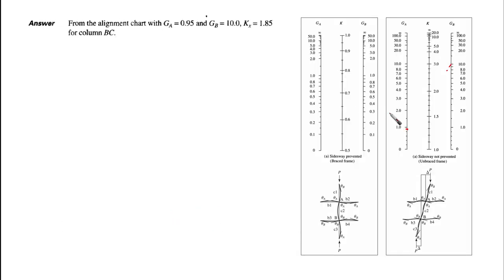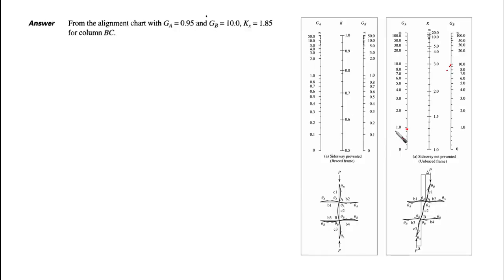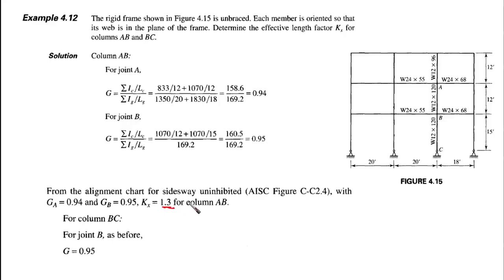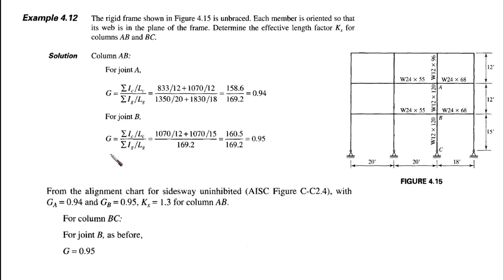Let's go here and see. So 0.9 here, 0.95, and 0.94 and 0.95. So we're going to have a straight line almost here. So we're going to find this value as 1.3, right? This is 1.3. Yes, that's right. So we are here almost. So it is 1.3. This is for member AB. This is for member or column AB.